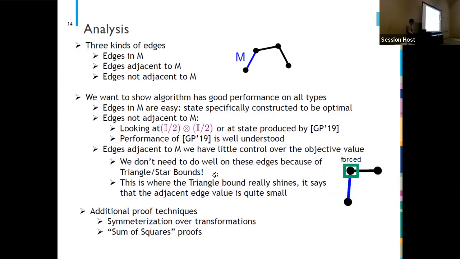And this is where the triangle star bounds come in. The way the rounding algorithm works, it forces half of these edges. So we don't have much control over the objective we get on them. But the point of the triangle star bounds is that edges close to large edges must be small. So the SDP must not be doing very well on these edges either. So we're OK with not doing as well on them ourselves and still getting a good approximation factor.